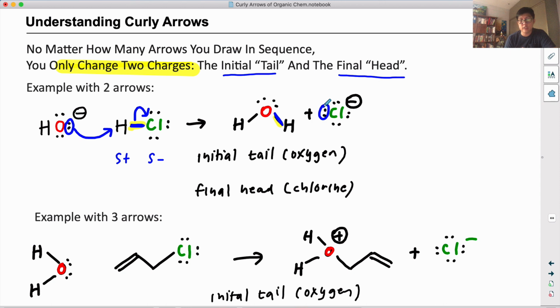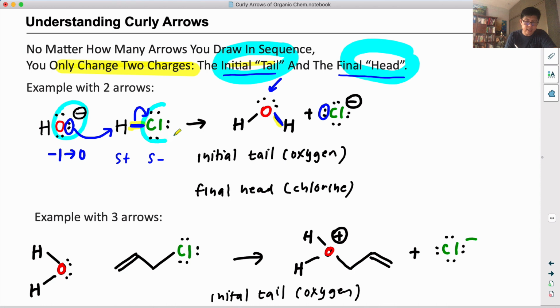How about the formal charges? O actually has a minus charge at this point in time, the initial is minus. Once it loses electrons, -1 becomes 0. That's why this oxygen doesn't have any more charge. And as I told you, you only change the charges at the initial tail and the final hit. So you only change the charges at the O and the Cl. In fact, no changes in the H.